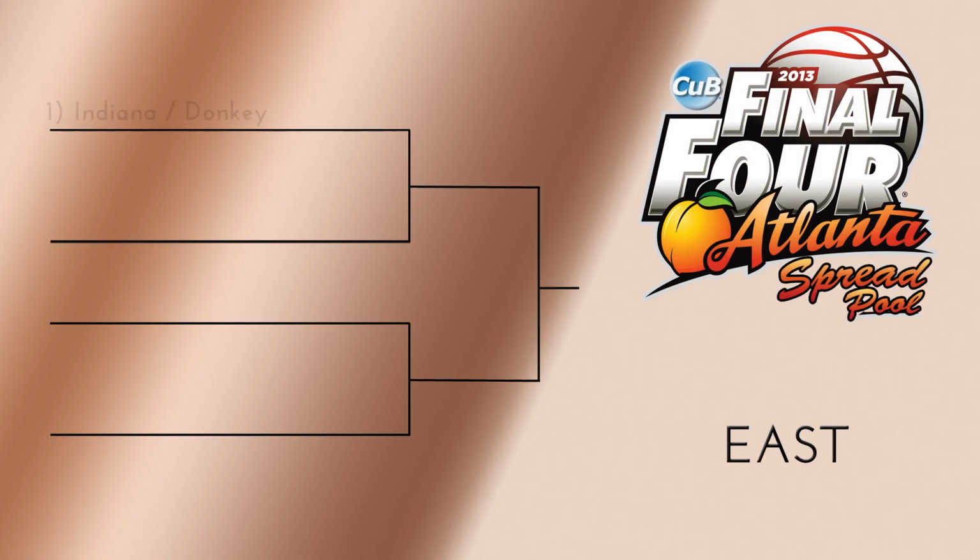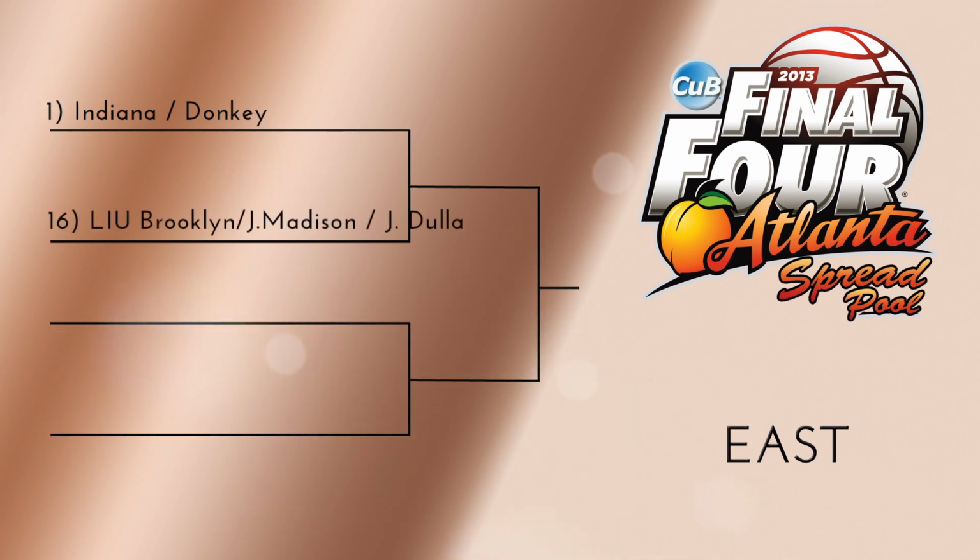All right, thanks for joining us again. We are going to wrap this up with our final region, the East region. We're going to start off with the number 1 seed, the Indiana Hoosiers. Indiana, represented by Scott the Donkey Hockemeyer. He'll be facing off against the number 16 seed, which will be the winner of the LIU Brooklyn James Madison game. That winner will be represented by Jeff Dula.